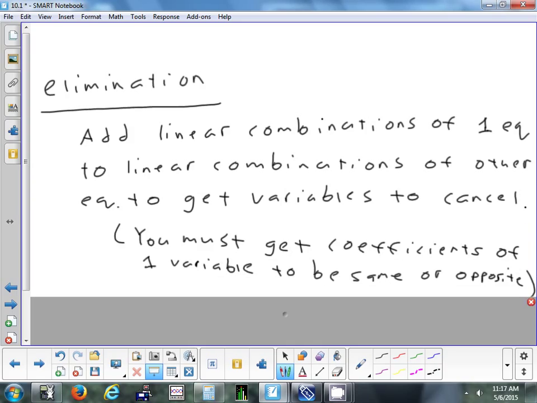Okay, generally, the way I do it is I try to make sure the coefficients are opposites. You can really do it either way. If they're opposites, we're going to add the equations together and something will cancel. If we got them to be the same, we would subtract and something would cancel. Right. But I would really just try to make sure they're opposites.